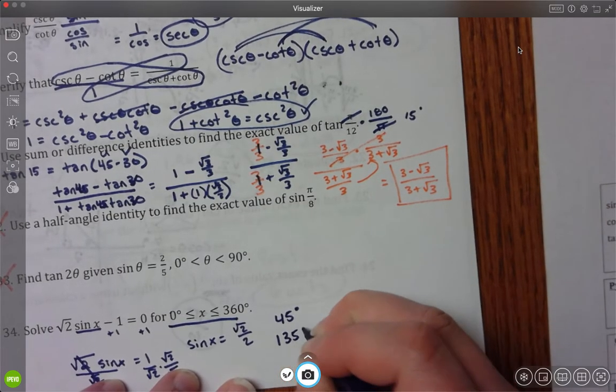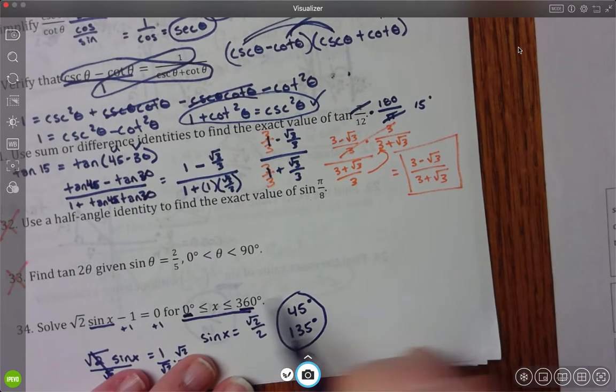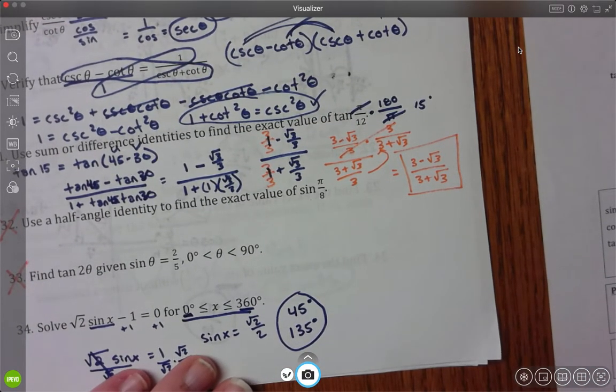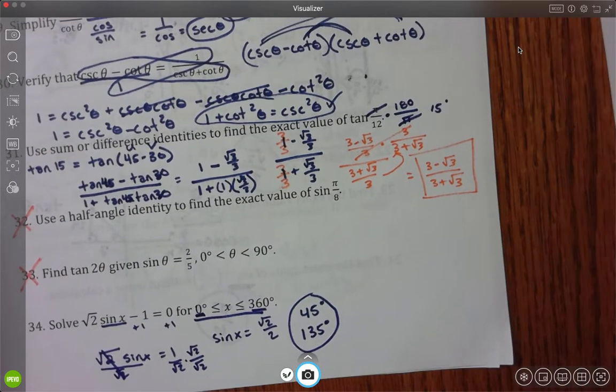The reason why I wrote it in degrees instead of radians is because they said between 0 and 360, rather than between 0 and 2 pi. So we'll write them in degrees as our answers. Okay? All right, go to the back.